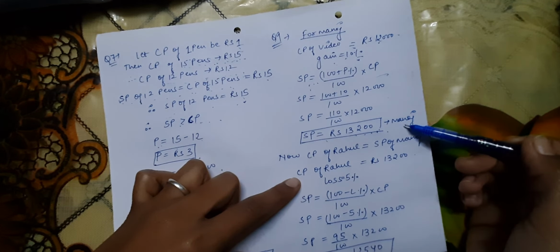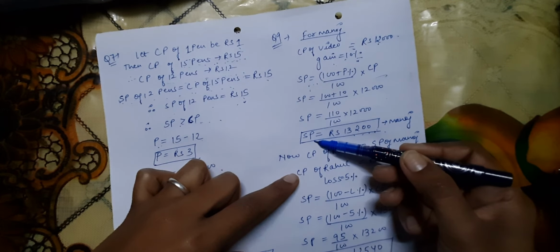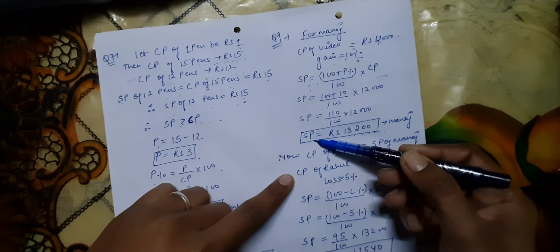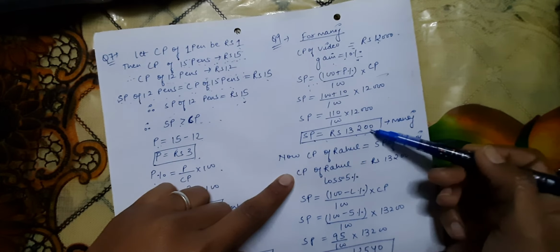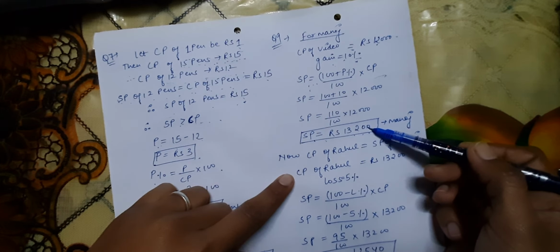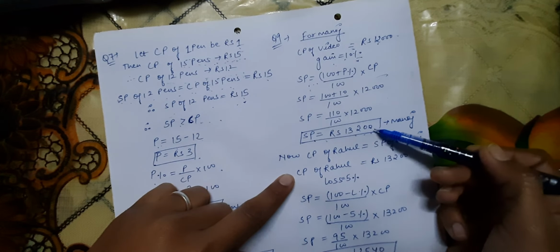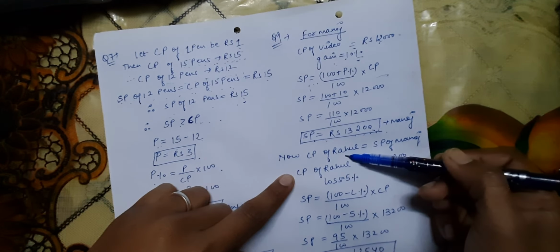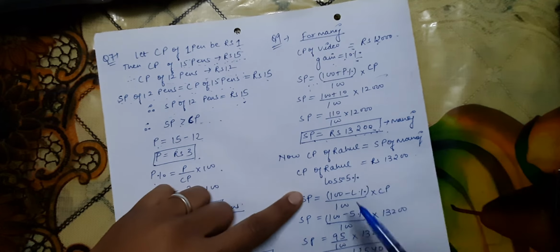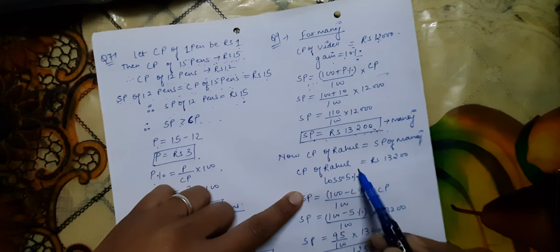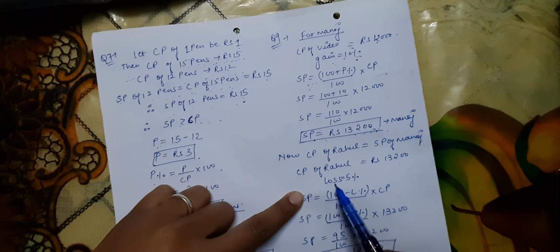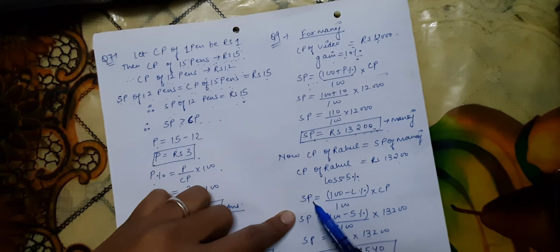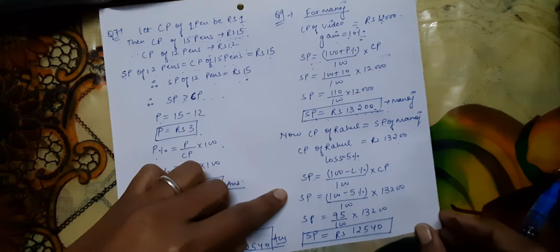Now, one thing you need to understand in this question, and that is, this is the selling price for Manoj. So, Manoj has sold the video to Rahul. So, this is the selling price for Manoj, but Rahul has purchased the video at this amount. So, this amount will be the cost price of Rahul, and Rahul has sold this video at a loss of 5%. Now, we need to calculate the selling price of Rahul.